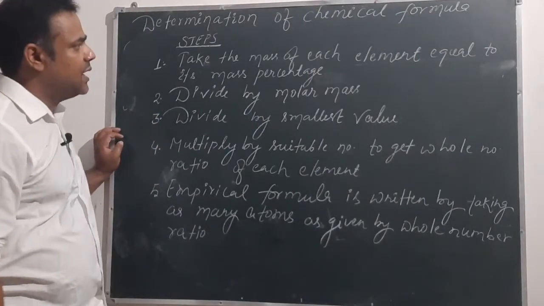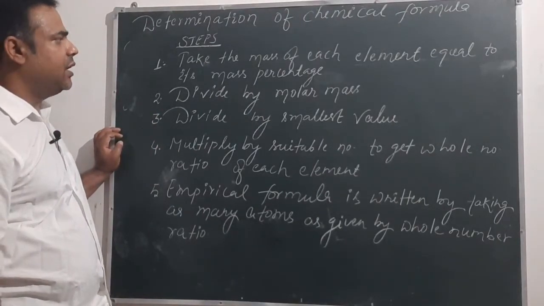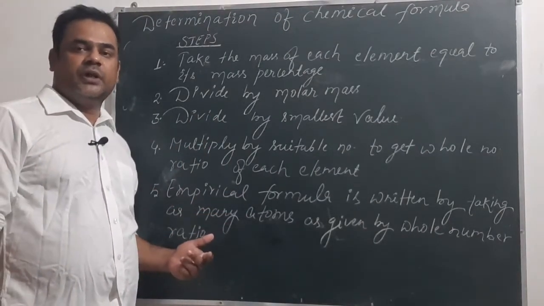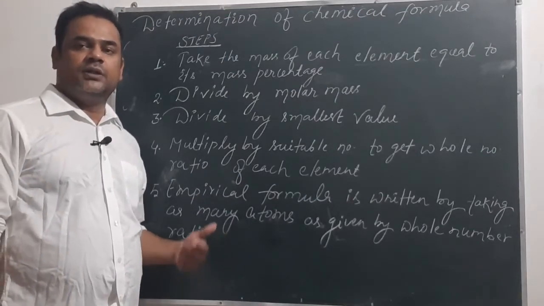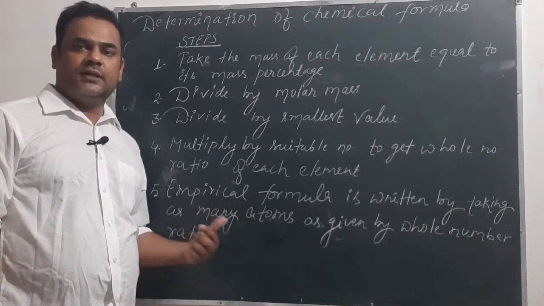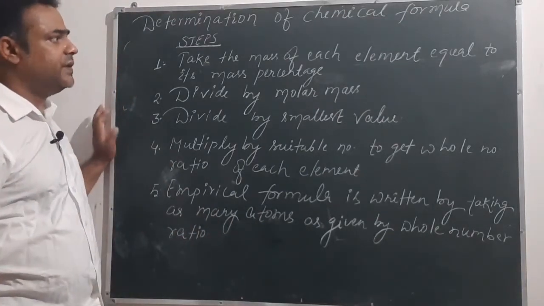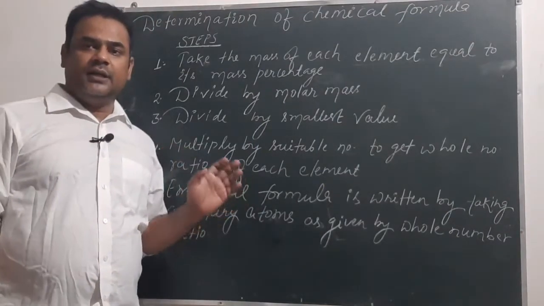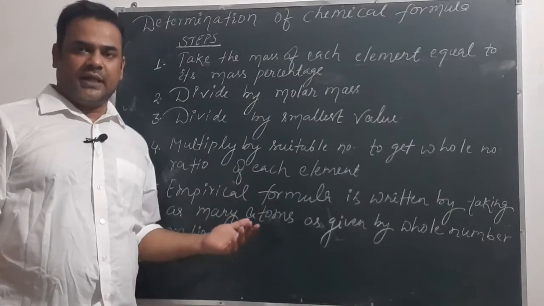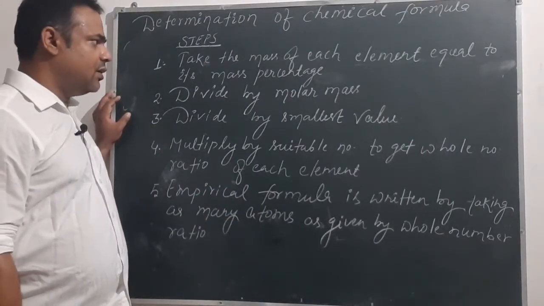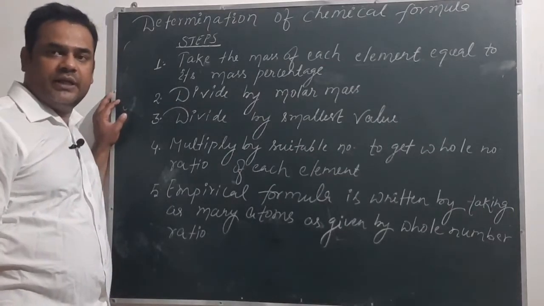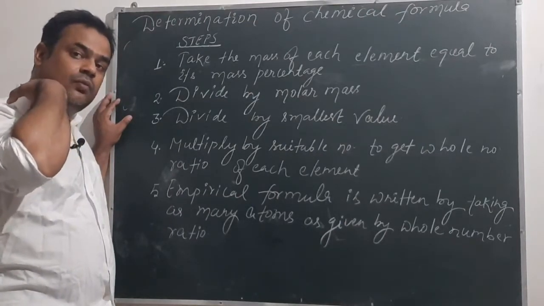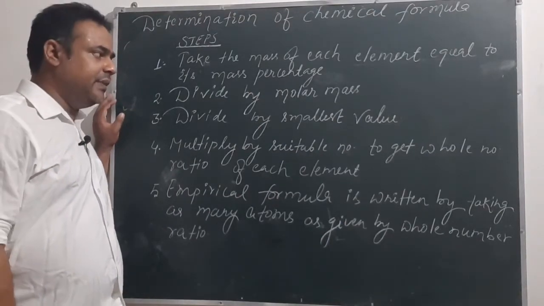The first step is to take the mass of each element equal to its mass percentage. Suppose it is given that oxygen is 60%, then you have to take the mass of oxygen as 60 gram. Hydrogen 30%, then take the mass of hydrogen as 30 gram. Second point, you have to divide each element's mass by the molar mass of that element. After that, we will get the moles of all the elements present in that compound, and then we have to divide the moles of each element by the smallest value.